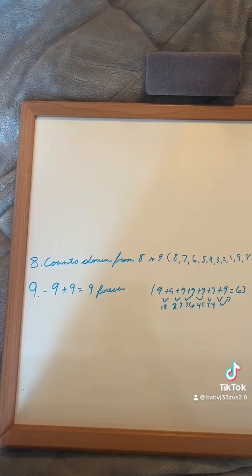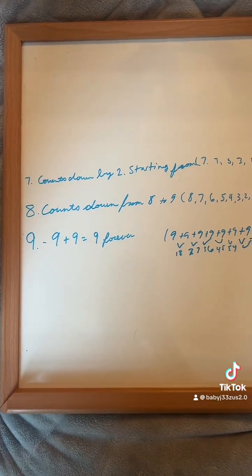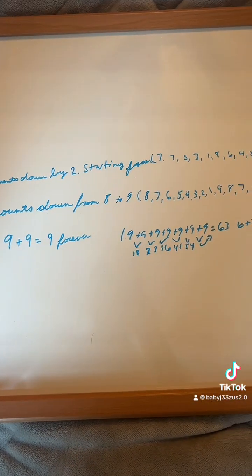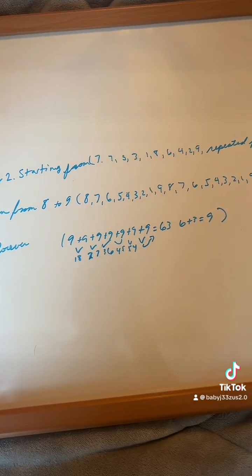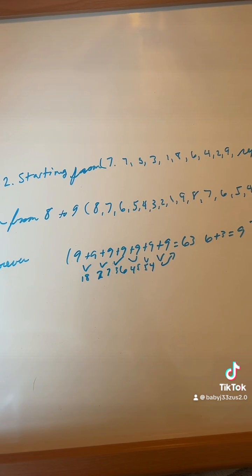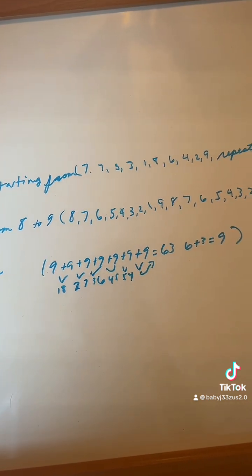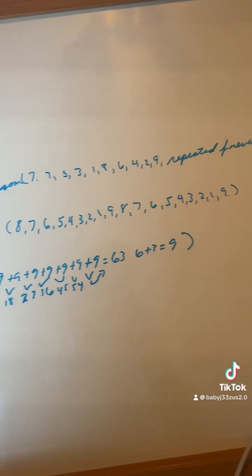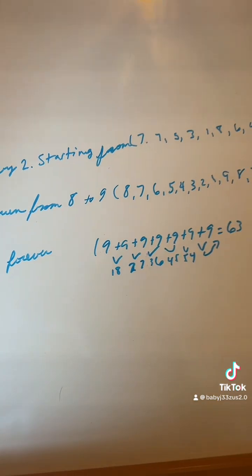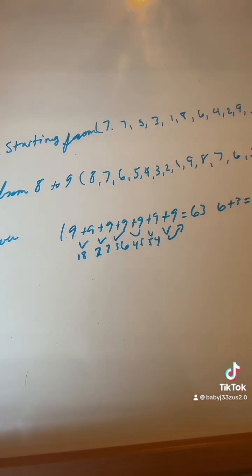Now let's do 7. When it gets to number 7, you just count down by 2. And that's how the pattern is going to go forever. So the code to number 7 is 7, 5, 3, 1, 8, 6, 4, 2, 9. And that's repeated forever. And I definitely suggest you do this with me as I'm doing the video.